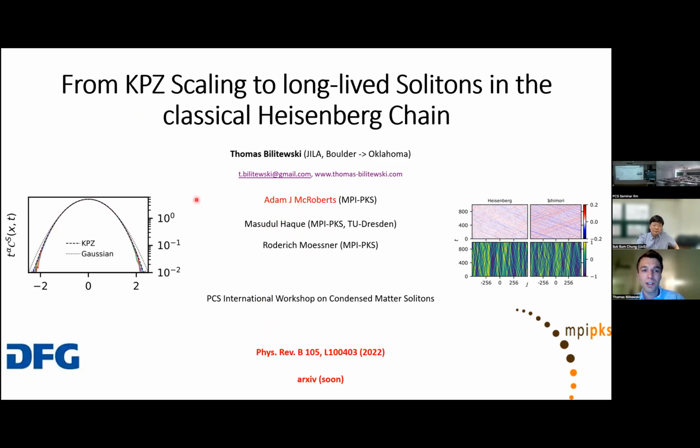So I have a story in two parts. I'm going to start by showing that we recently found KPZ scaling in the most simple model of classical magnetism, the Heisenberg chain. And then I'm going to talk about how we can understand this KPZ regime in terms of long-lived solitons, which at least to us was a huge surprise to find in thermal states of the Heisenberg chain.